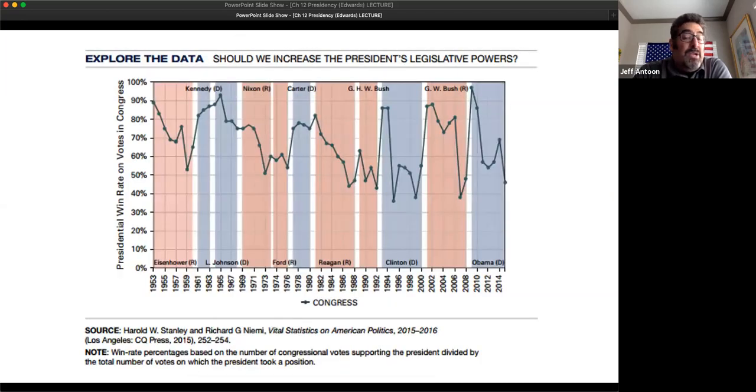Should we increase the president's legislative powers? And this is kind of a poll that was taken to say yes or no towards that. And it says presidential win rate on votes in Congress. And then you can see the year of Congress here.